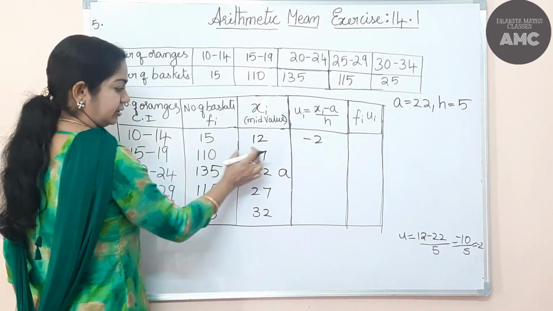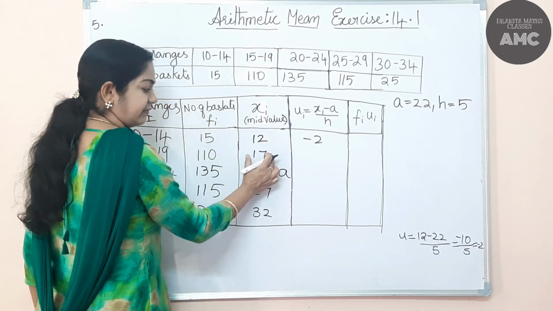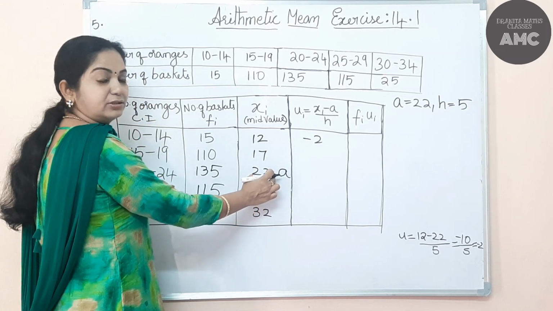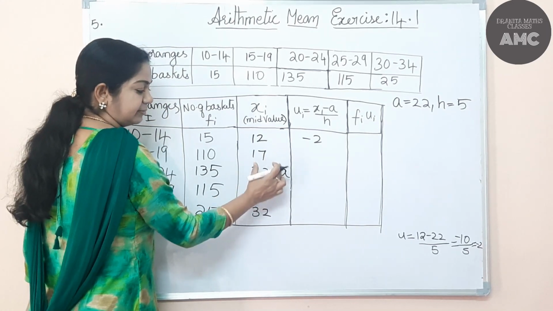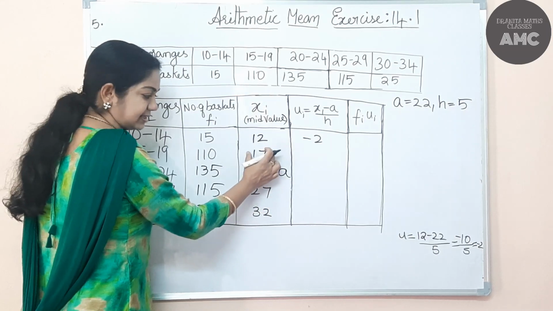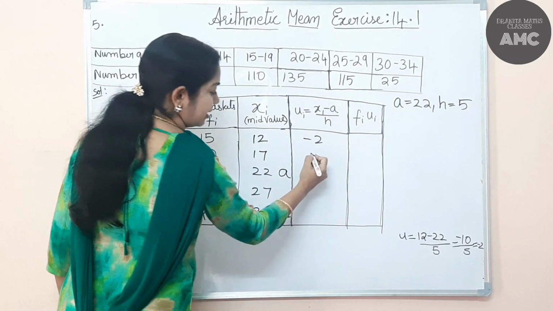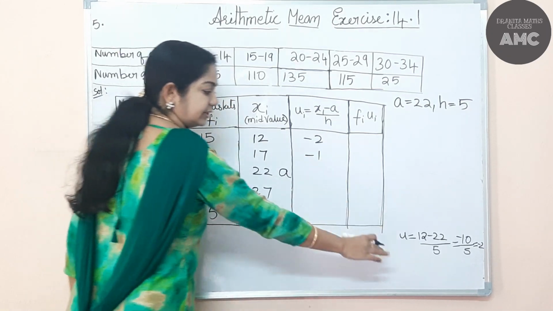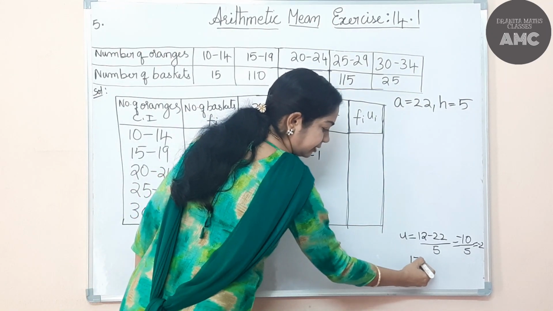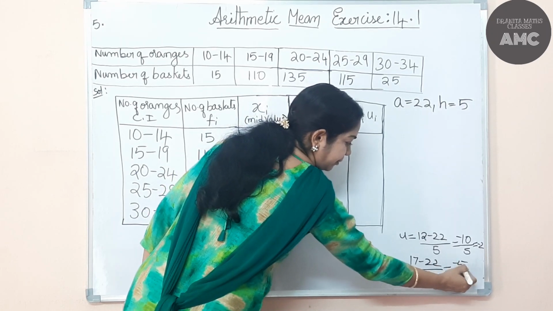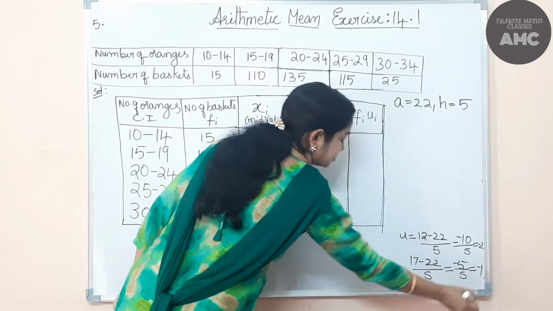So now here x is again 17. x minus a, 17 minus 22, that is minus 5. This is x minus a. Divide by 5. So minus 5 by 5 is minus 1. You can do it in the calculator also. 17 minus 22 by 5. It is minus 5 upon 5. It comes to minus 1.